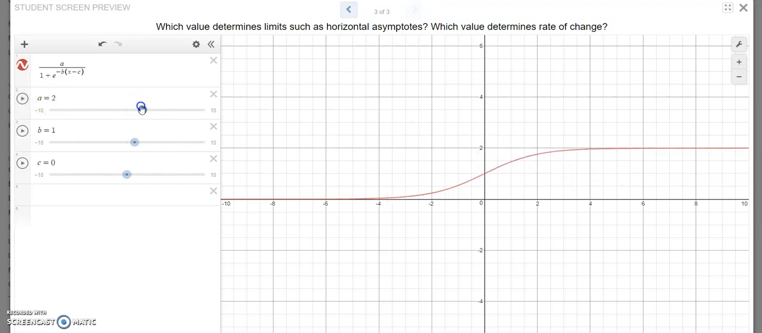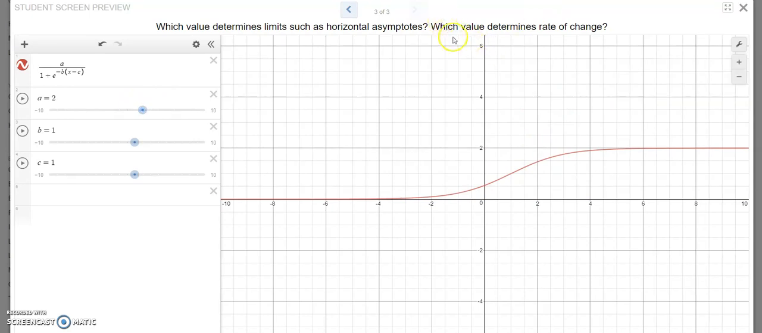But if we move that up to 2, no matter what you move C, it's always going to continue to increase. You can see right here that it's never going to pass that 2. So C has no effect. So after looking at all 3 values, A will be the letter that determines our asymptote.